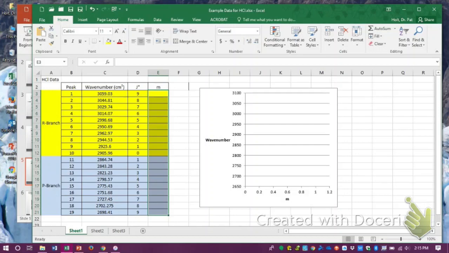So one of the things that we're going to need to do, of course, when you gather your data, and we'll talk about this when you actually have data, is to assign the different J values to your data. But in any event, this is going to be the R branch. And so again, just using the simple rule that we had before, when we have the R branch, we define this M quantum number as being J double prime plus 1. So I'm just going to enter the equation equals J double prime plus 1 for our R branch data. And I'm just going to copy that down for the R branch data.